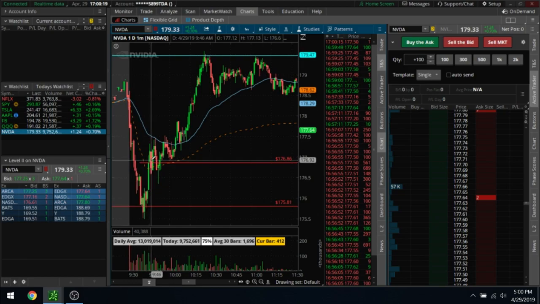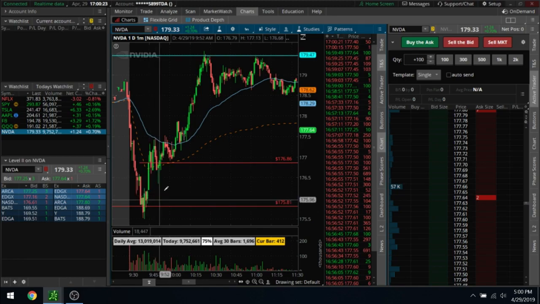Hopefully later this week I can show you my last strategy. It's not my favorite, that's why I'm leaving it to the end. But these two VWAPs are my favorite.